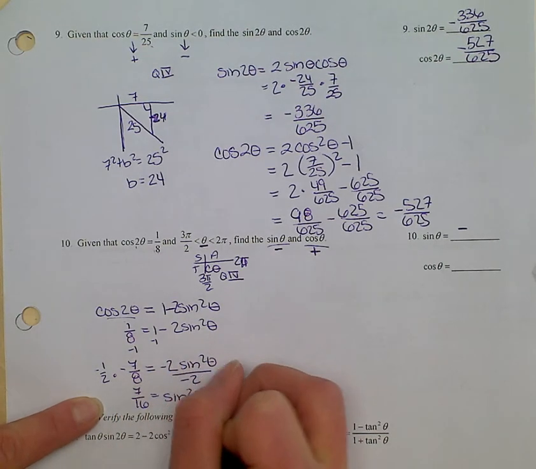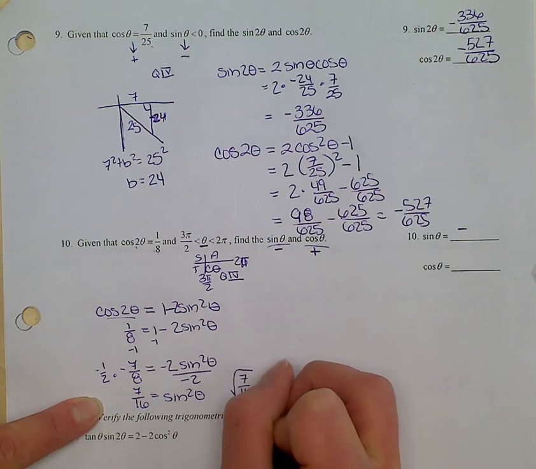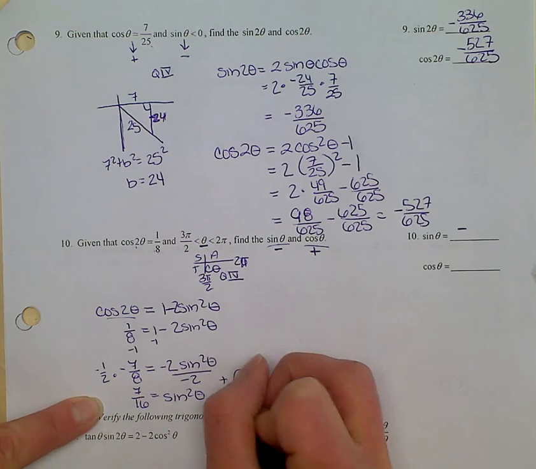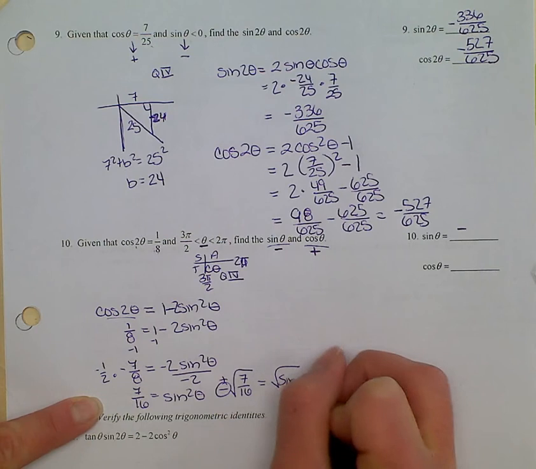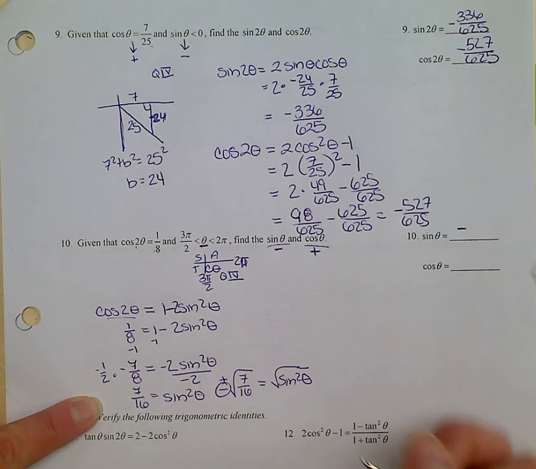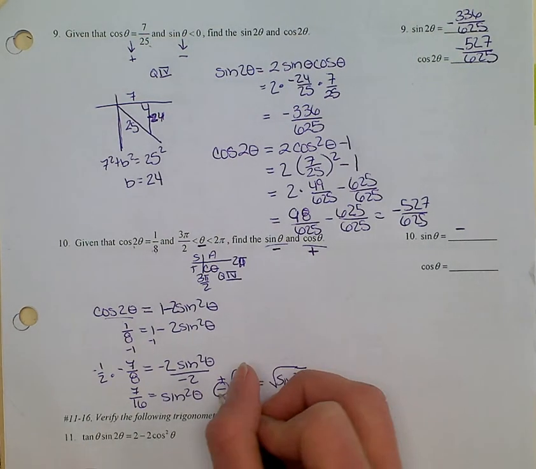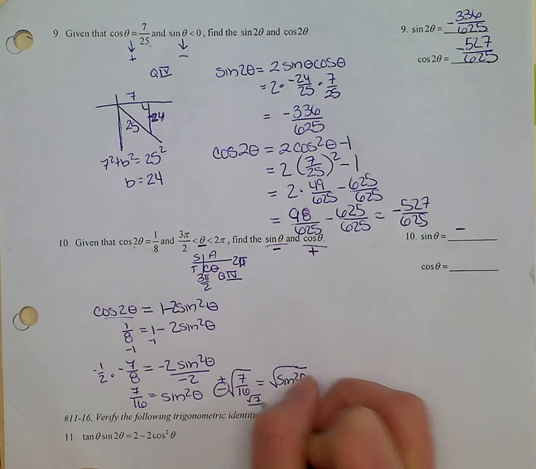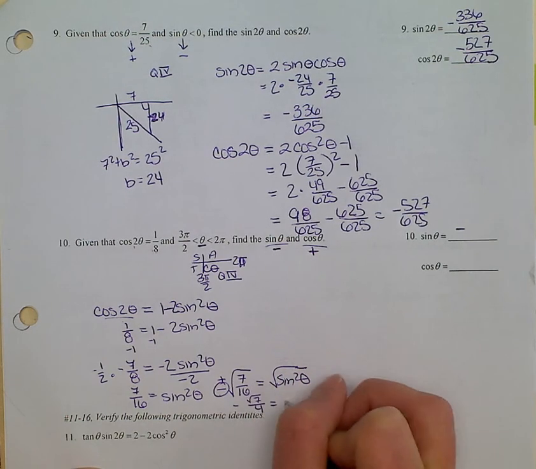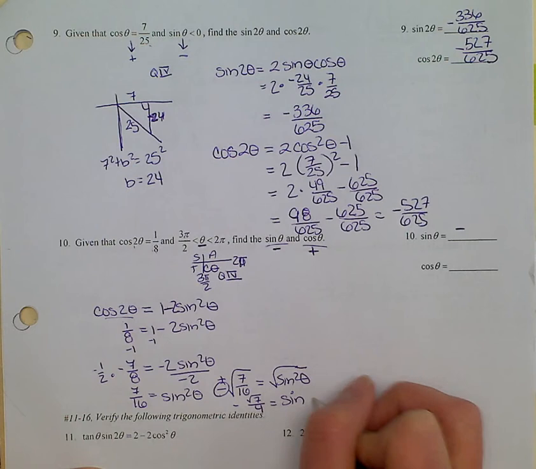Then we take the square root. Technically it's plus or minus because it's the square root of our variable theta, but we know that we're going to choose the negative because theta is in quadrant 4. So we get negative root 7 over 4.